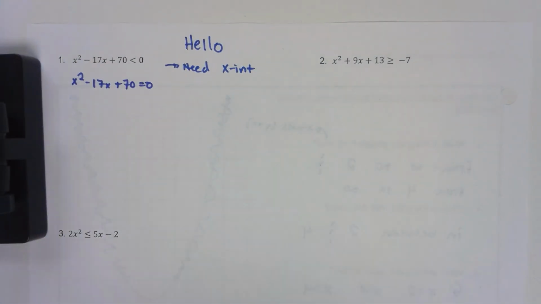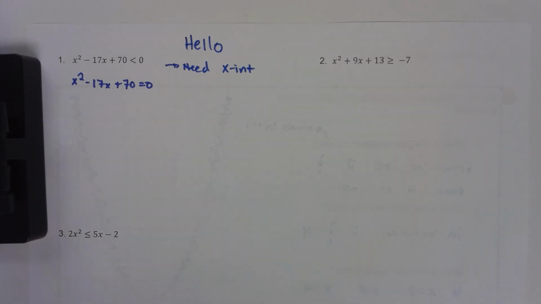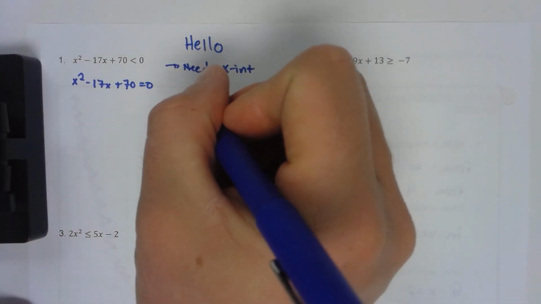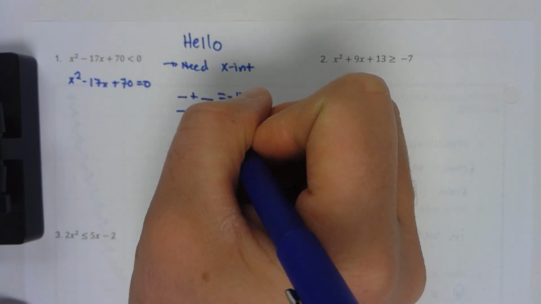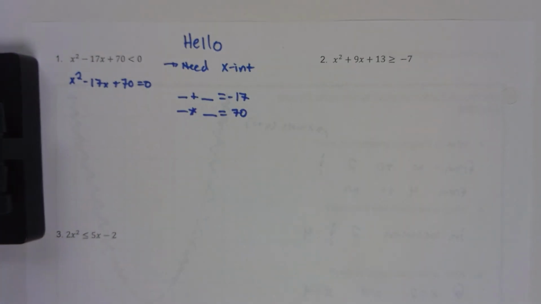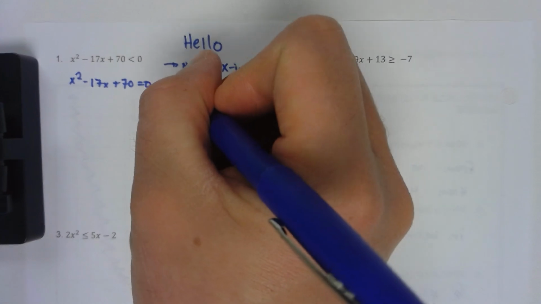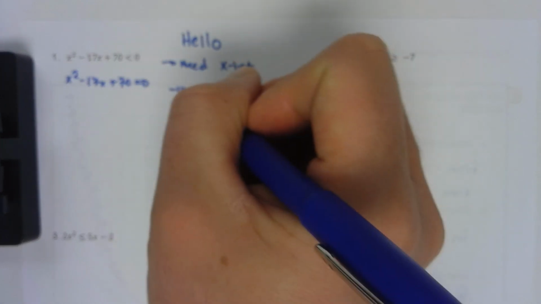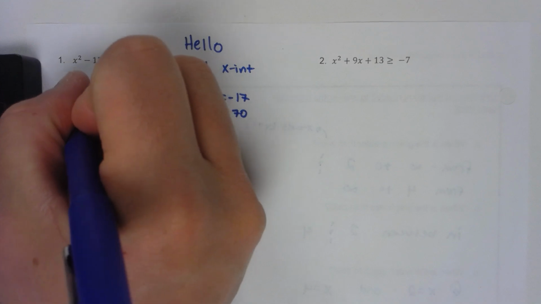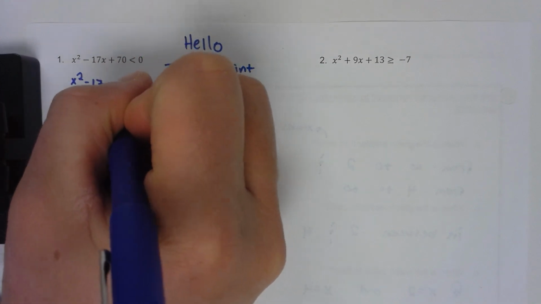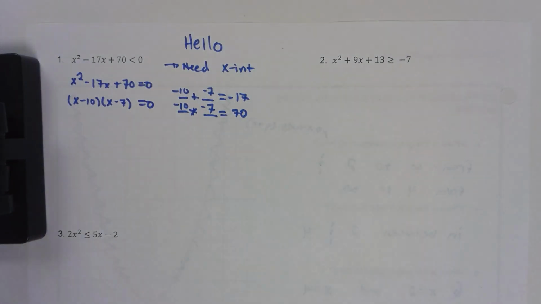And so the first step is just solve the quadratic, okay, just like you would any other solving part. So I'm going to look to see if I can factor, looking for two numbers that add to negative 17 and multiply to 70. Those numbers are negative 10 and negative 7. Since a is 1, I can use the factoring shortcut in that these numbers are part of the factors. Okay, so this factors to x minus 10 times x minus 7, and it equals 0.